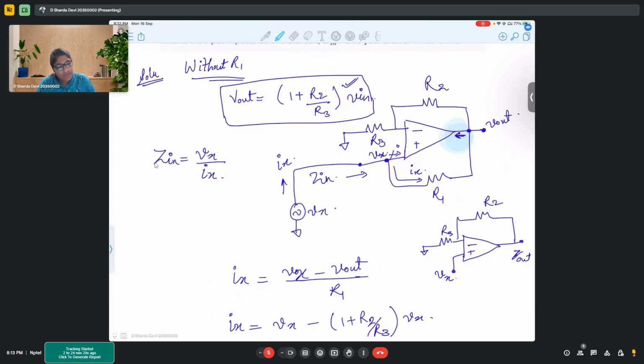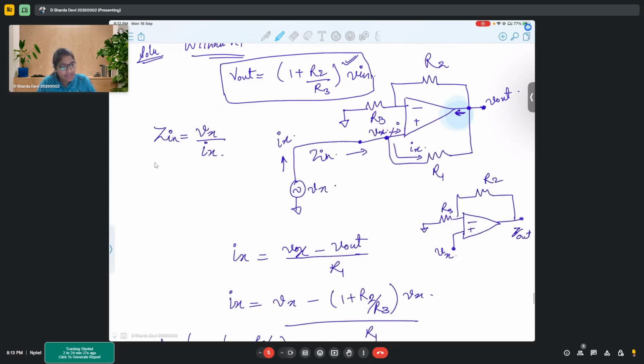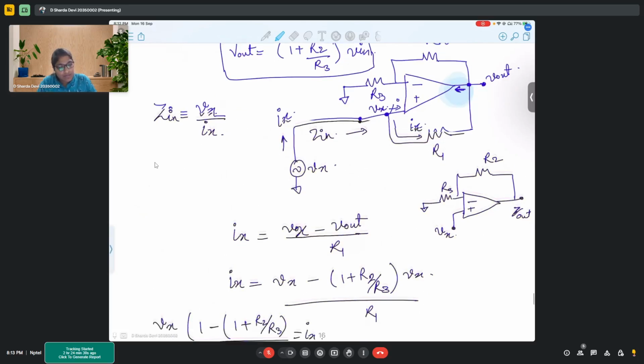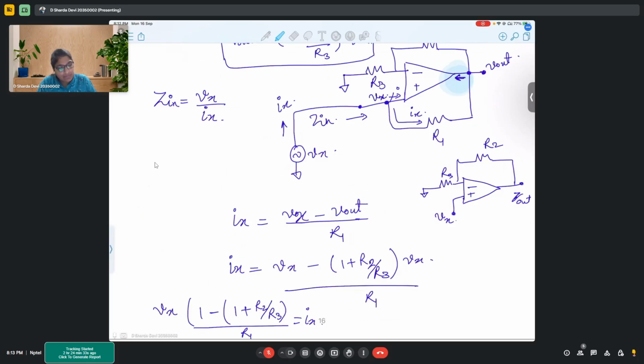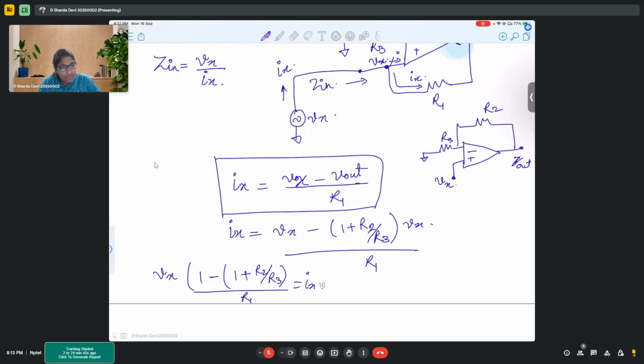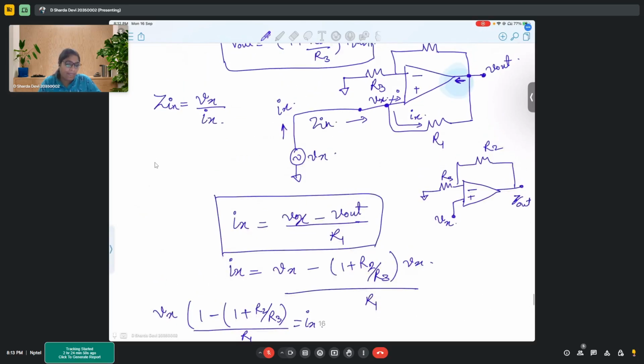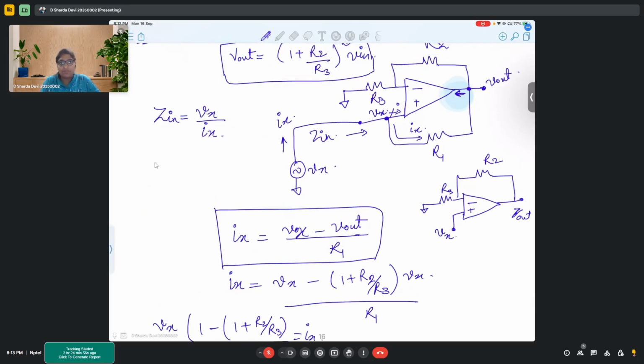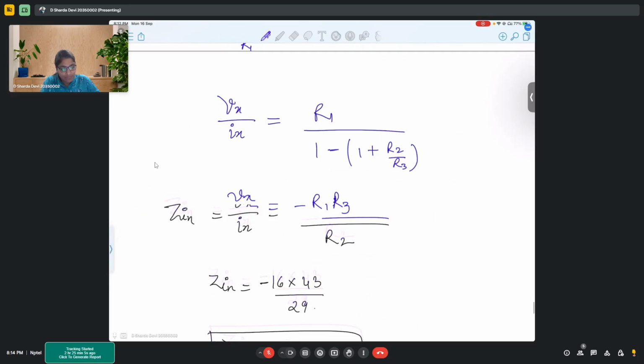So to simplify that, if R1 was not there, then we know it's a non-inverting amplifier. By using that, we know this is correct. But here, in place of V out, we have placed the result without our R1, because that is something that we know. And from there, we tried to solve. Otherwise, there is no way out from this.